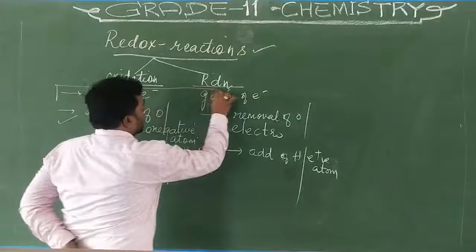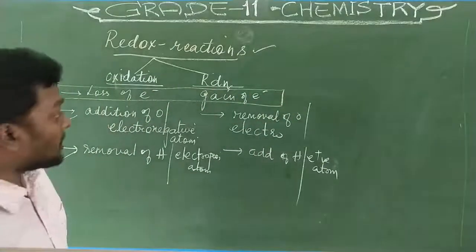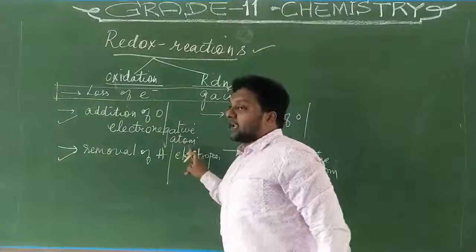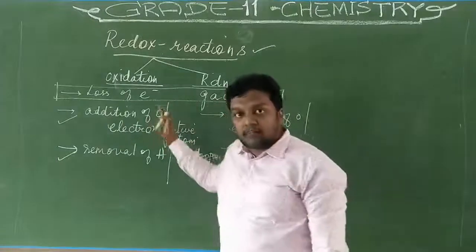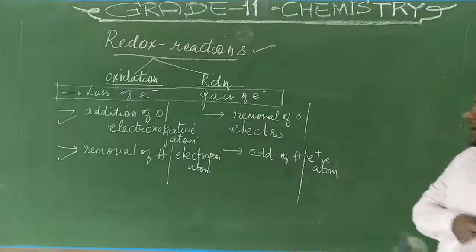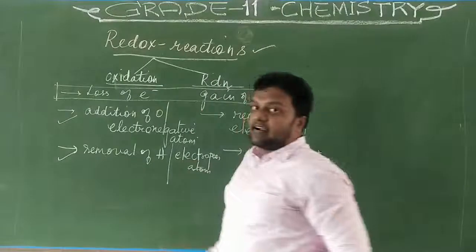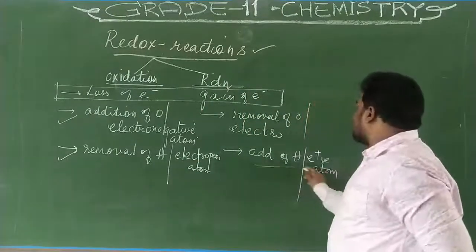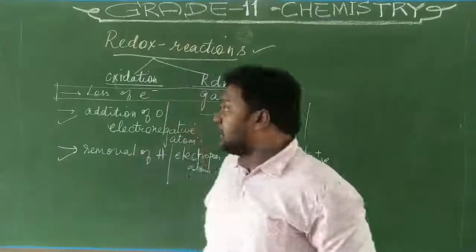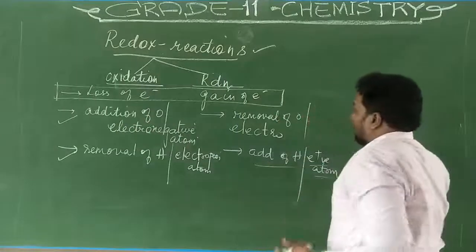So today we have to study about the loss of electrons and gain of electrons. In the previous class I have explained about the addition of electronegative atom or the addition of oxygen. For that I have given you various examples, and similarly removal of oxygen and removal of electronegative atom also I have given you various examples. Similarly here the removal of hydrogen and electropositive atom also I have given you various examples, and addition of hydrogen and electropositive atom also I have given you various examples, isn't it? And today we are going to see about the loss of electrons and gain of electrons. We will see now.